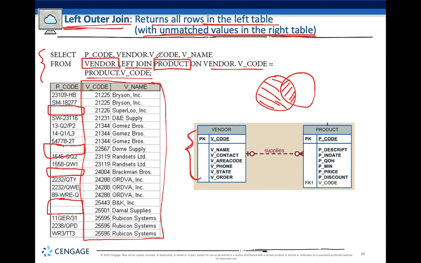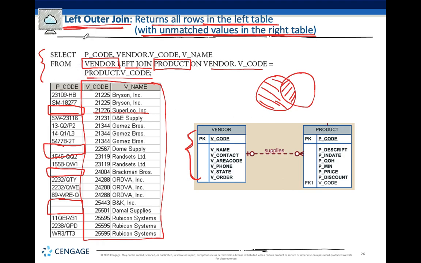In a normal join, a natural join, not an outer join, in an inner join, we would not see these rows. These rows with no matching p-codes would not get returned. So these are vendors who exist in our database in the vendor table, but they don't have a matching product that they are supplying. So again, left outer join returns all rows in the left table, including those with unmatched values in the right table.